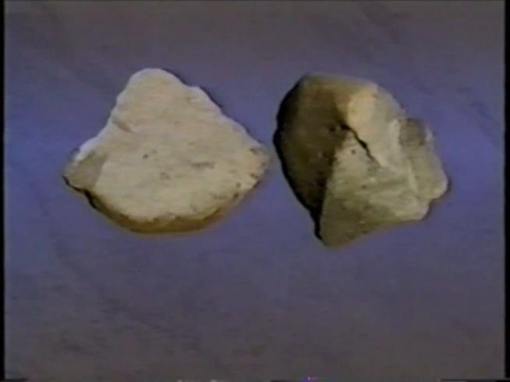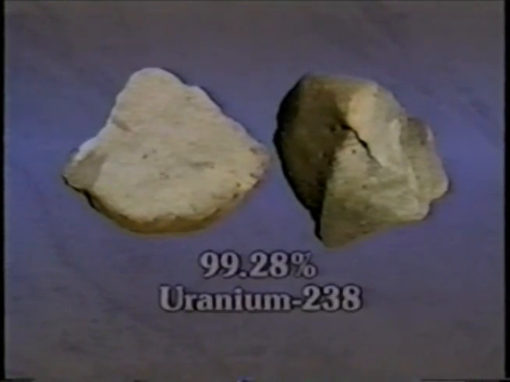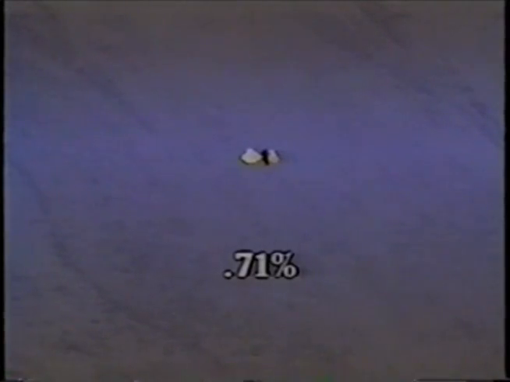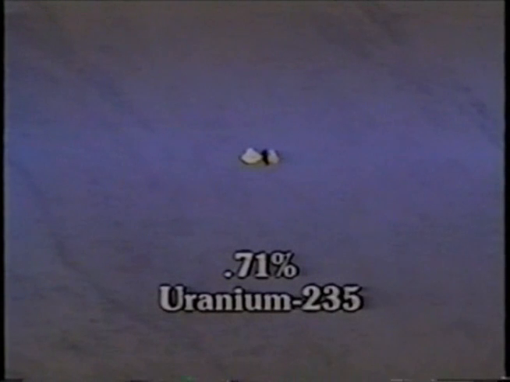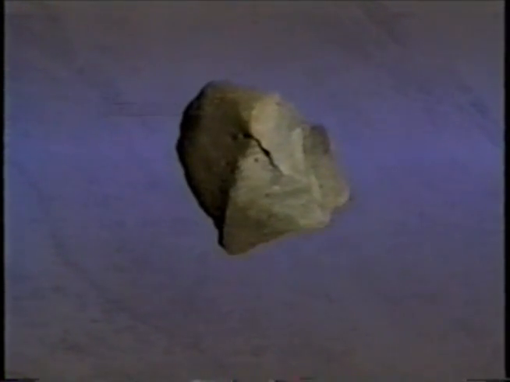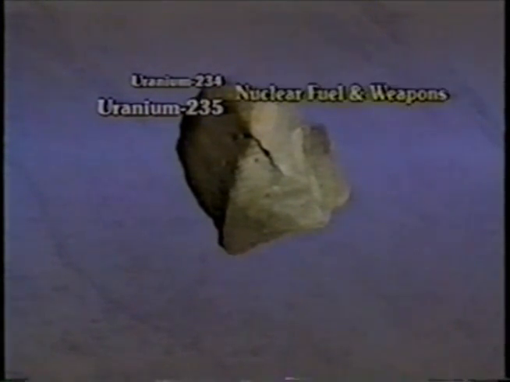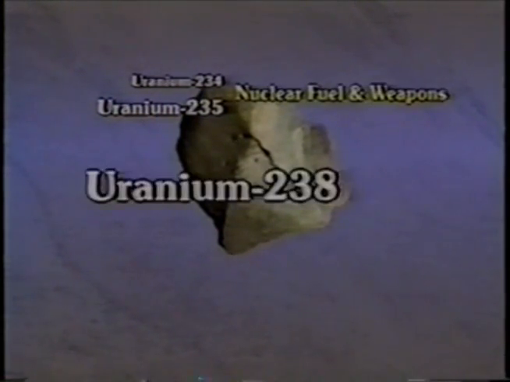Wyoming, Utah, and Arizona. Uranium ore contains 3 isotopes. By weight, 99.28% is uranium-238, 0.71% is uranium-235, and 0.0058% is uranium-234. Of these 3 isotopes, uranium-235 and uranium-234 are used for nuclear fuel and weapons.